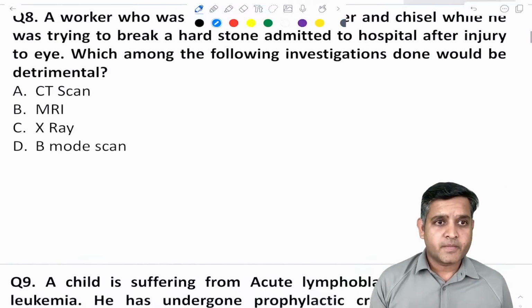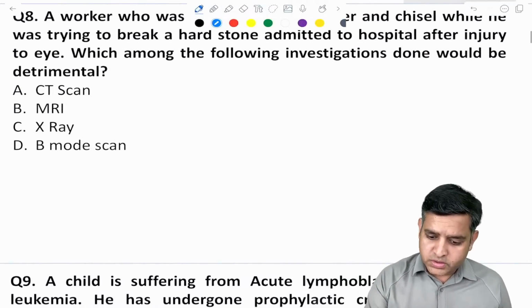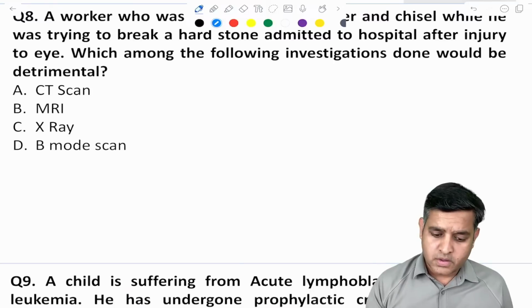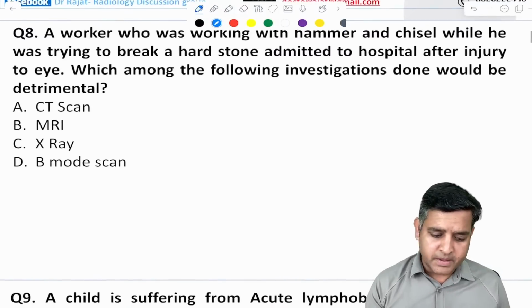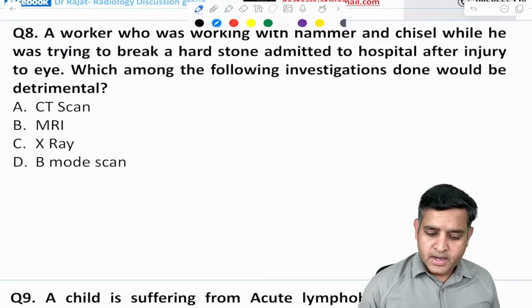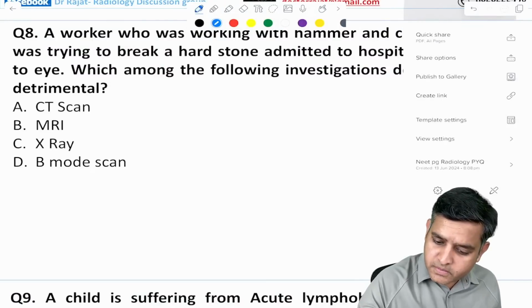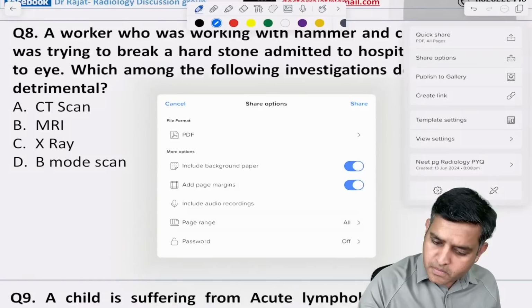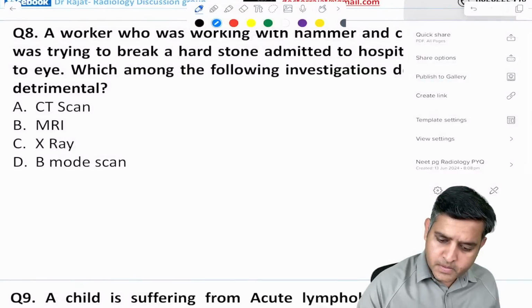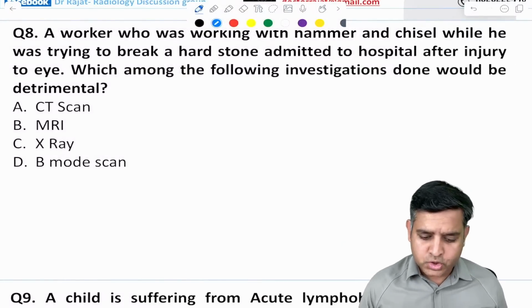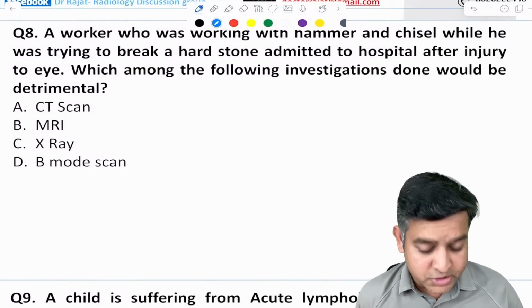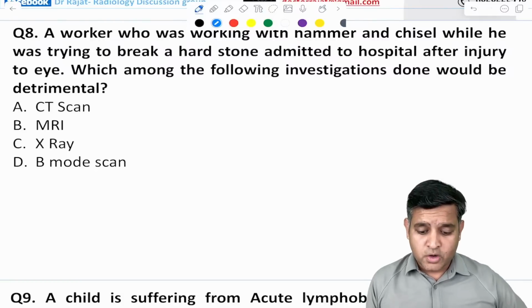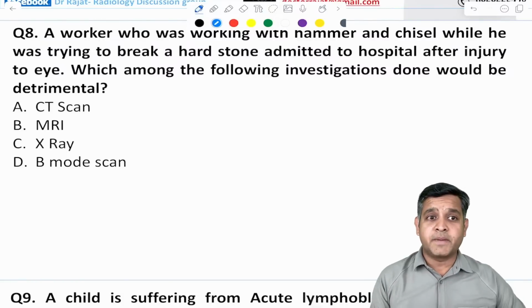Question number 8. A worker who was working with hammer and chisel while trying to break a hard stone was admitted to the hospital after injury to the eye. Which among the following investigations done would be detrimental?